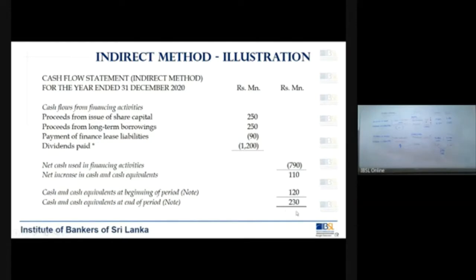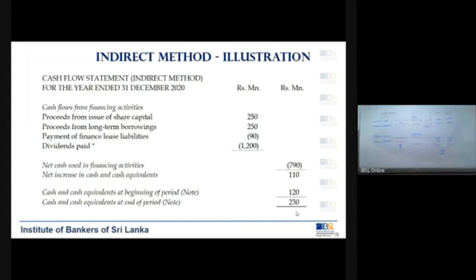Okay. So theoretically, statement of cash flow is somewhat a technical subject. It's not easy. What you need to understand is, when you look at a transaction, you need to understand whether it results in a cash inflow or an outflow.